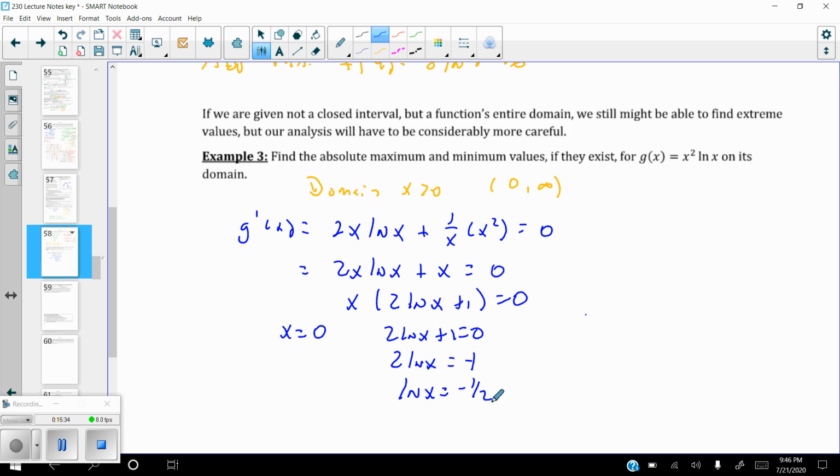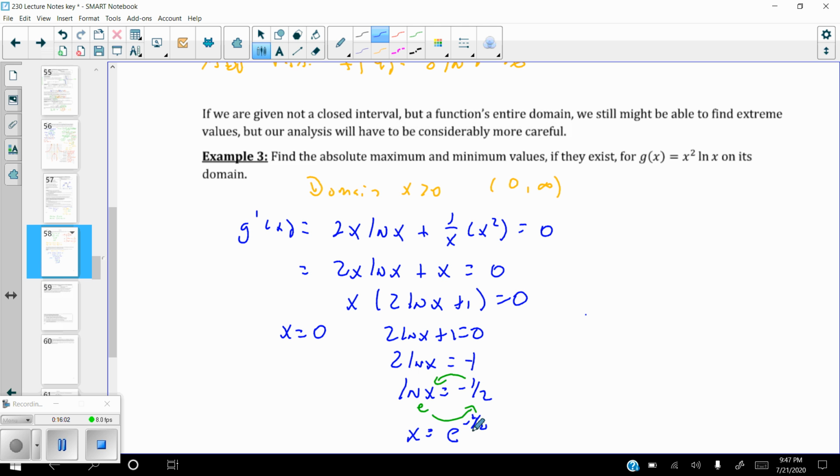Well, solving that one is going to be a little bit more difficult. We need to actually change this into an exponential. Remember, we don't typically write the base here of e, but just remember that there is a base of e there, and e raised to this is going to give me the x. So ultimately, x here is going to be e to the negative 1/2 power.